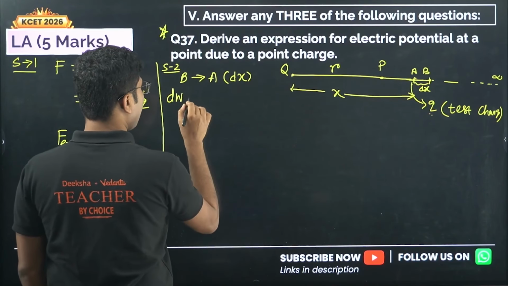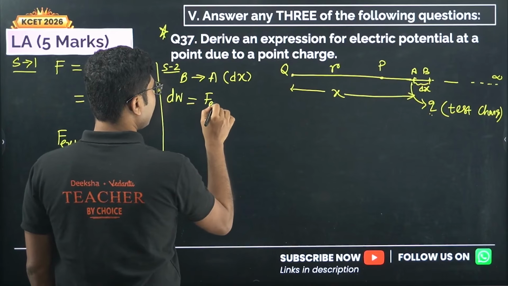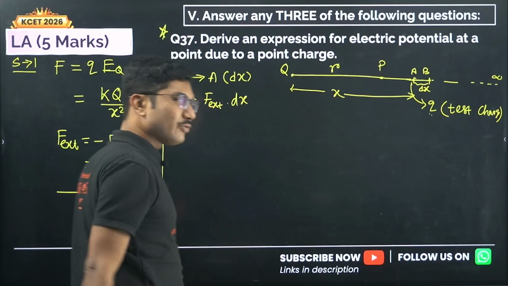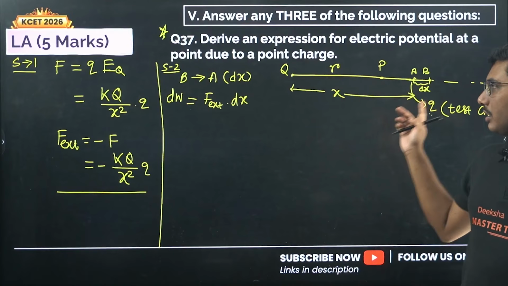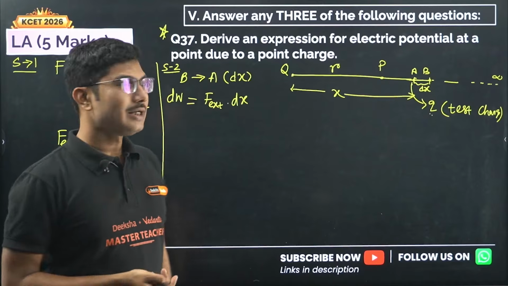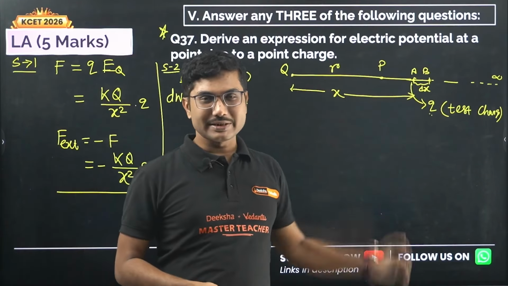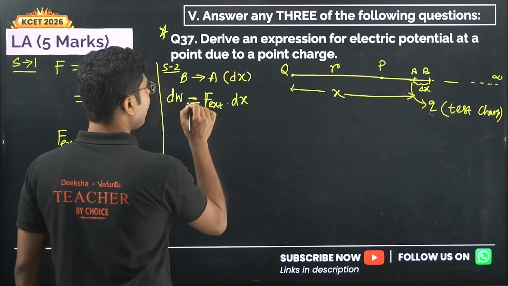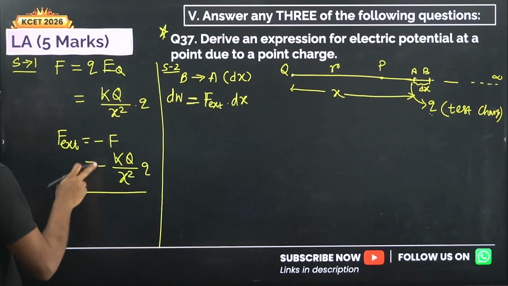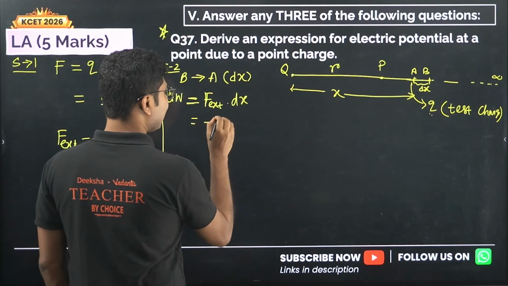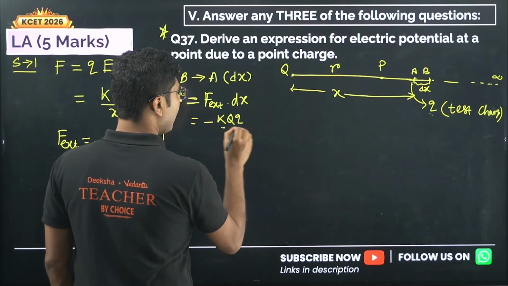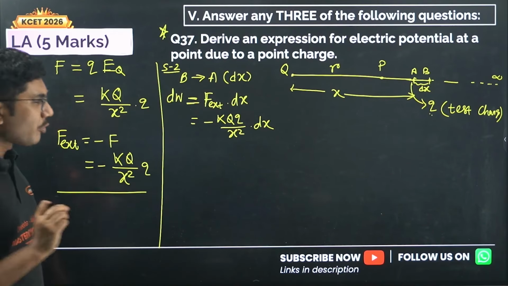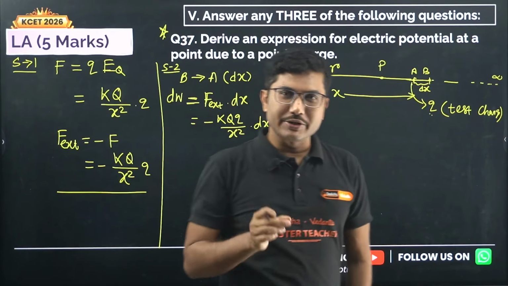The work done is given by the force that we have applied times the displacement, right? Work done equals F x cos theta. Here theta is 0 degree, because displacement and force are in the same direction. So cos is 0 degrees, so dW will be F external into dx. Now let's put the value. What is F external? F external is minus K Q q divided by x square into dx. So this is the small work done to bring the charge by a small distance.